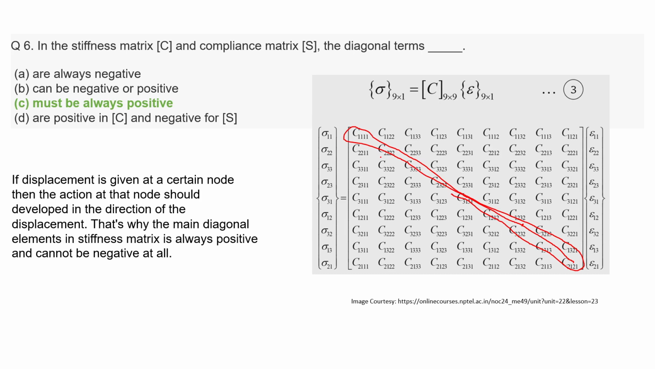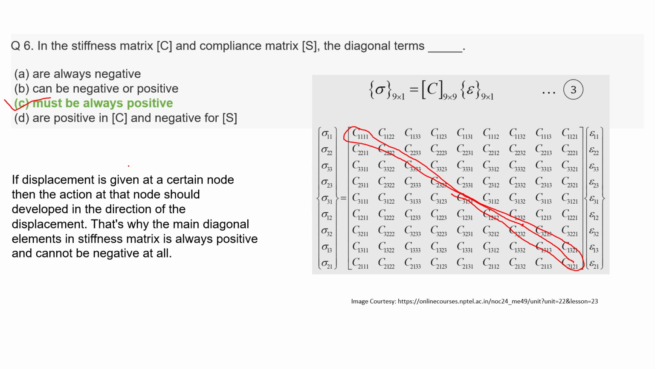Now, if there is a stress in a certain direction, like in one direction there is positive stress, the strain in that direction will also be positive. If both the stress and strain are positive, then the modulus will also be positive. This stiffness matrix or compliance matrix basically signifies a relation between stress and strain. So if these two terms are positive, then the coefficient relating these two will also be positive. So that's why the diagonal terms will always be positive. So our answer is option C.